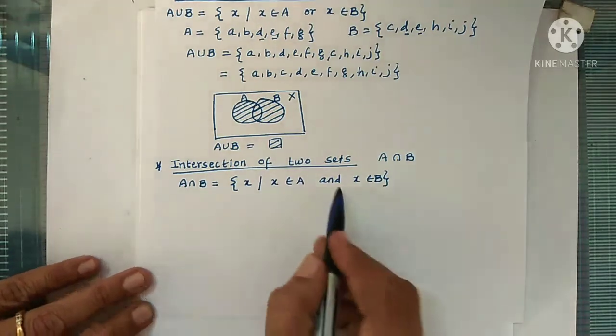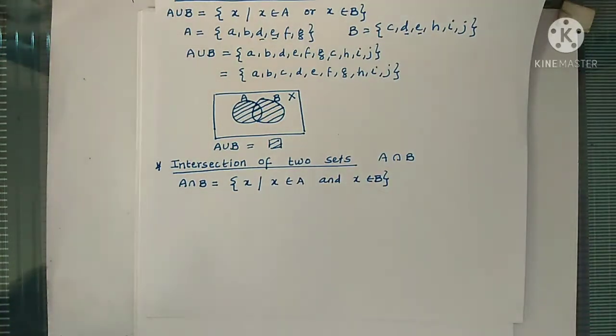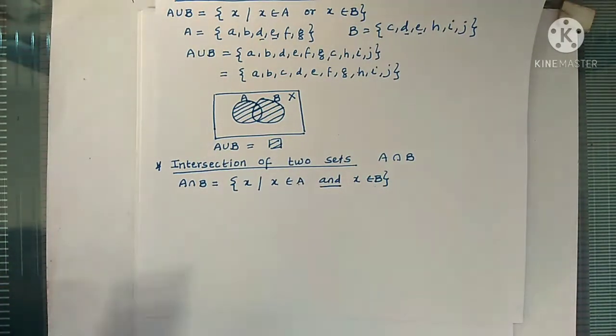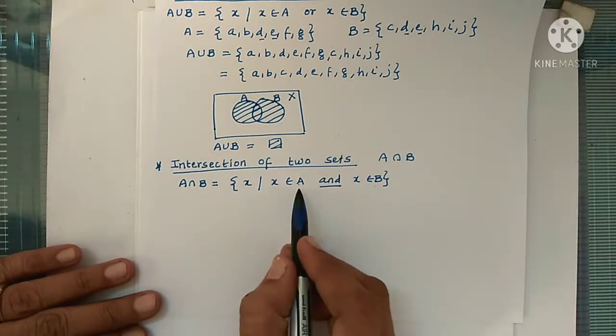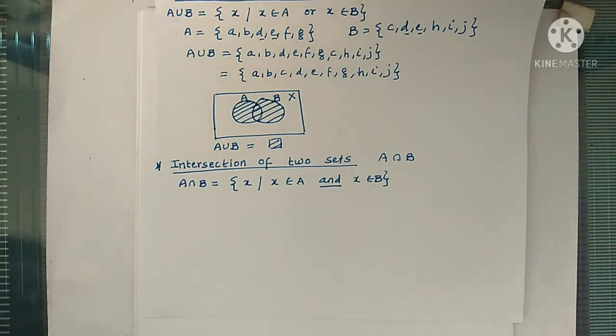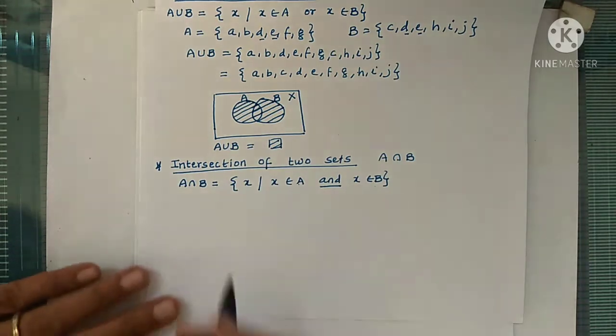See, the word written here is very important. In union, it is or. Or means if either of the conditions is satisfied, the element is a member of A union B. Here it is and. That means both the conditions should be satisfied. So those elements which belong to A and which belong to B, we have to consider those elements. So that means A intersection B is the set of common elements of A and B.